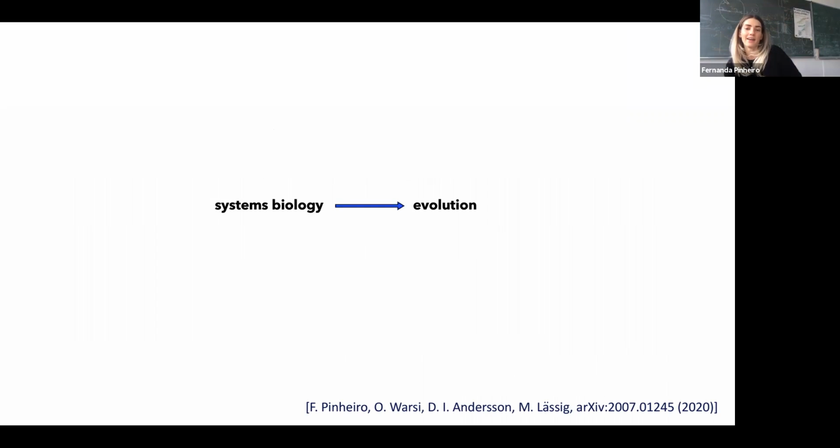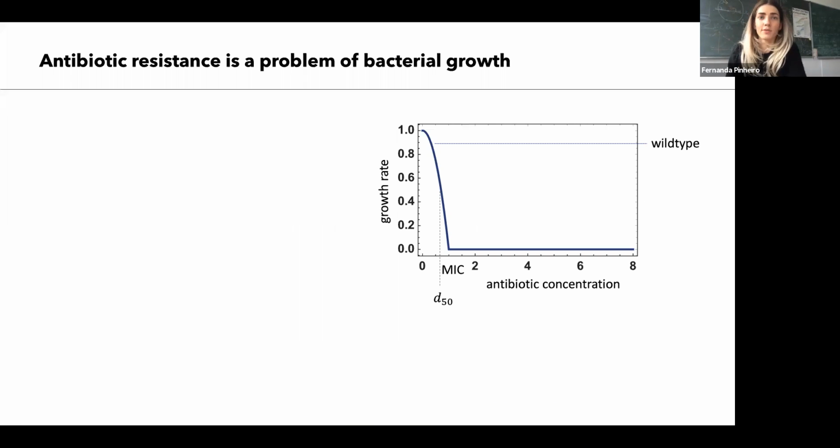And in a broader context, what I hope I can convince you today is that systems biology can become a very useful tool for evolutionary predictions. I am going to discuss this in the context of antibiotic resistance. So to do that, just a quick recap. Antibiotic resistance is essentially a problem of bacterial growth. So bacteria are resistant when they grow in conditions they should not, and that's becoming a problem.